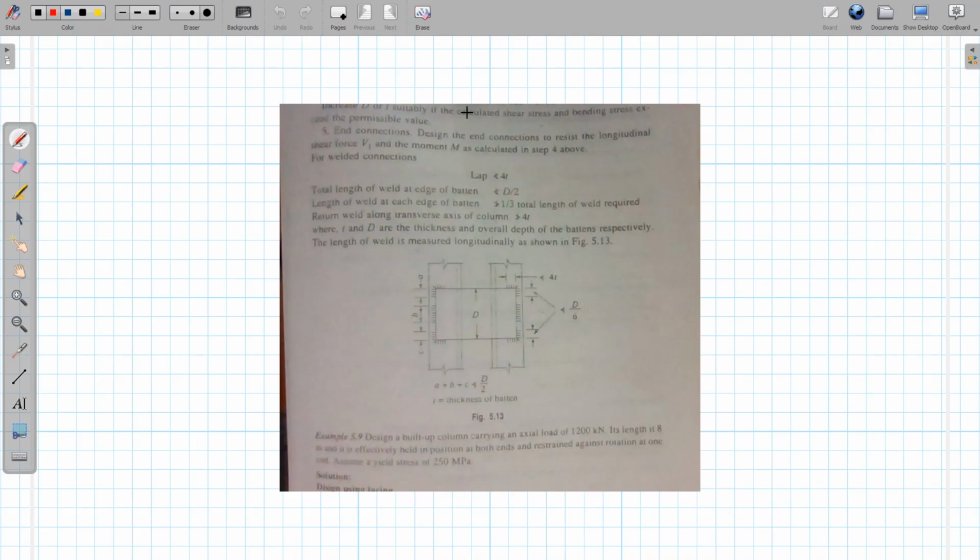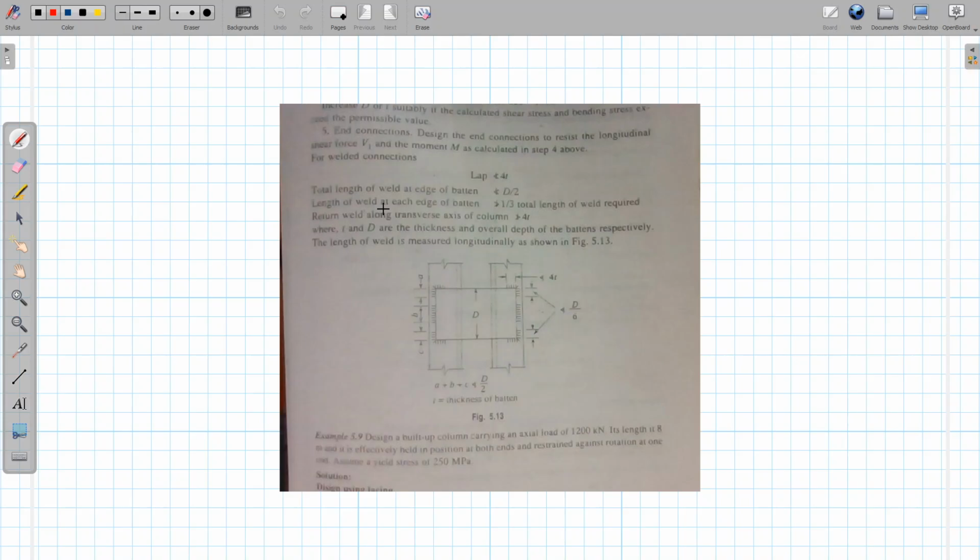Okay, so these are the design guidelines for welded connection. In case of welded connection, again you have to design it for the longitudinal force V1 as well as the moment M. So what are the guidelines for welded connection? The length should not be less than 4 times the thickness T. The total length of the weld at the edge of the batten, on this edge of the batten, this total length should not be less than d upon 2, 50% of d.